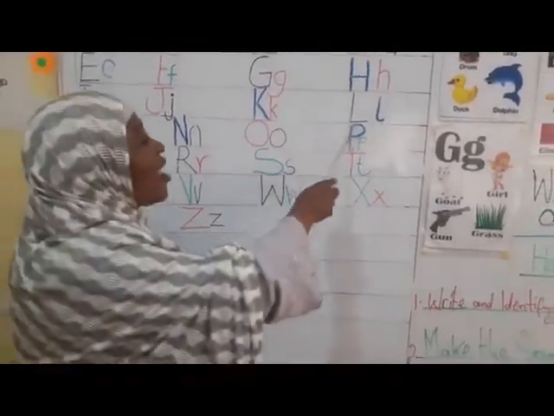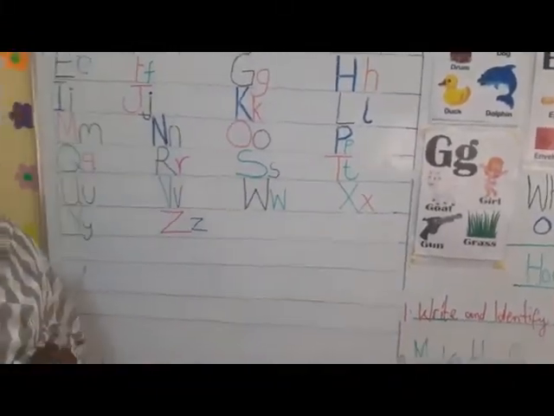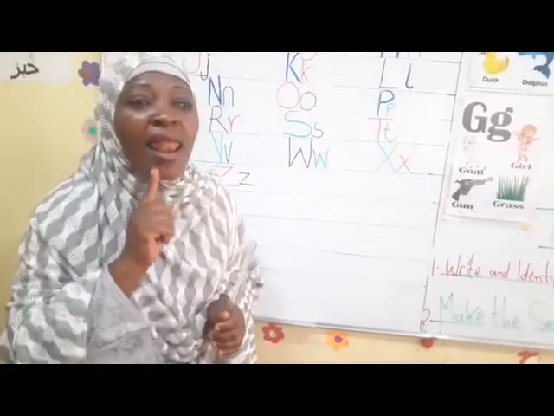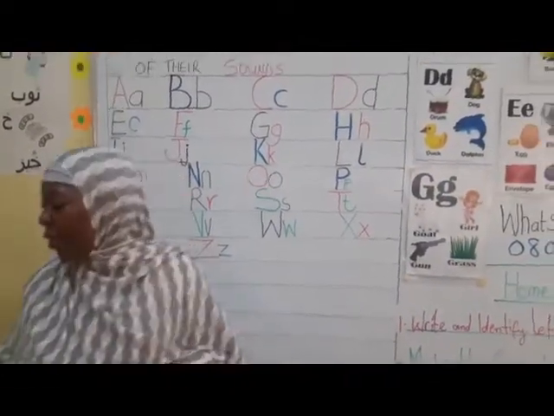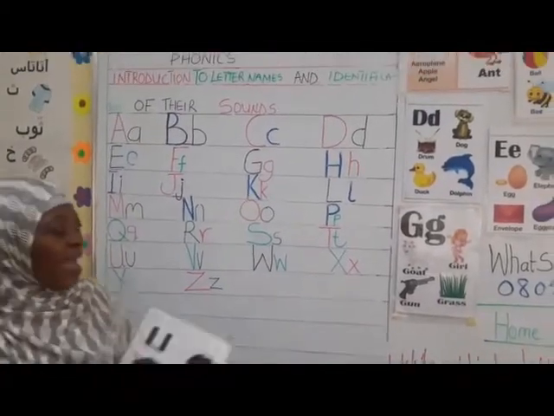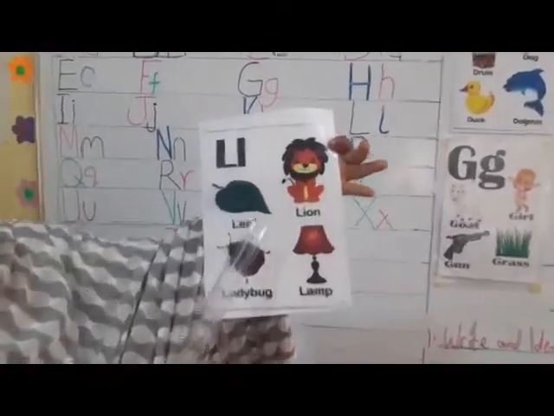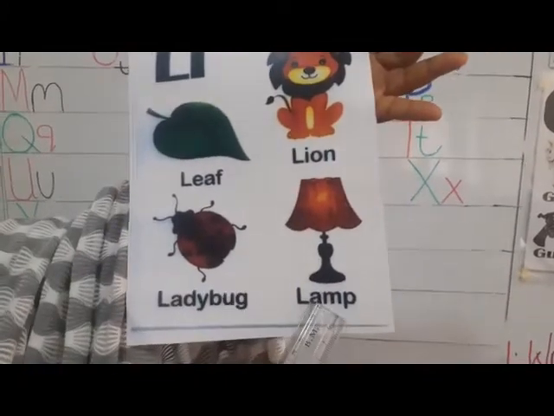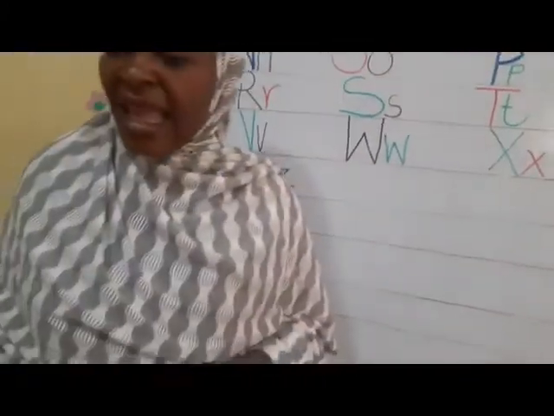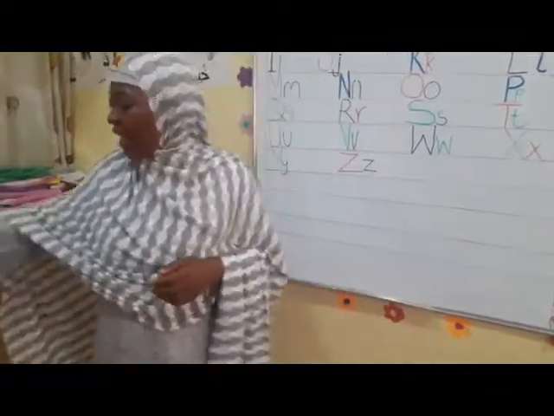The next letter is what? Letter L. Can you all say it again? What is the sound? It sounds L. As in lollipop. As in leaf. As in leon. As in ladybug, and as in lamb. And it sounds as in leg. The next one is what?